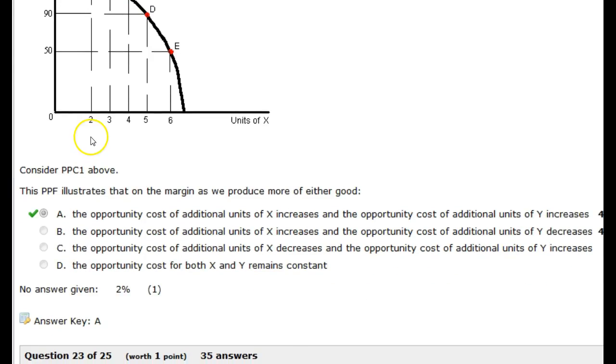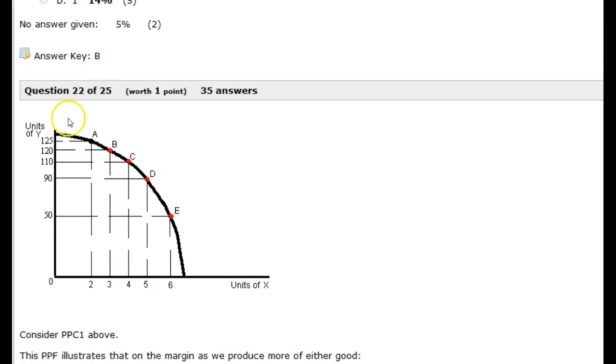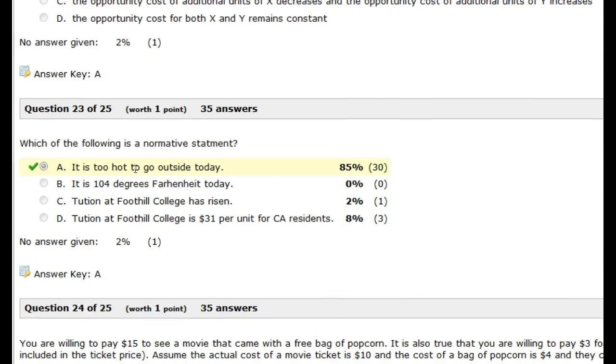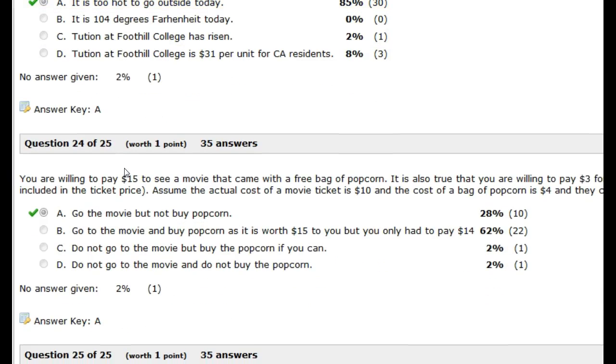All right, as I already mentioned, this production possibilities frontier has increasing opportunity costs for both goods. As you get more Y, you sacrifice more and more X. So that's that answer. Normative means it's an opinion, a value judgment. So it's too hot to go outside. That's clearly a normative statement.